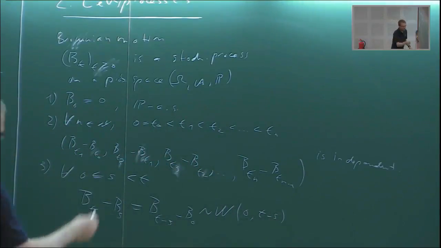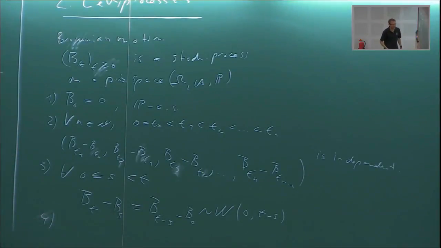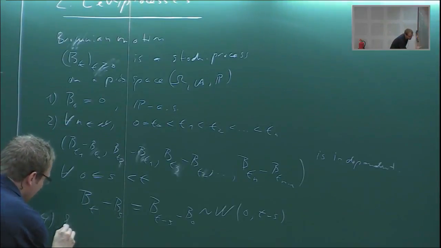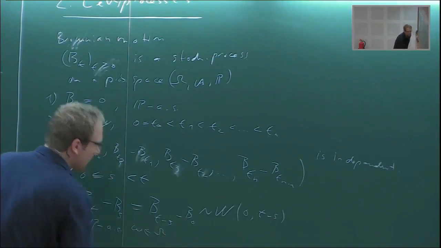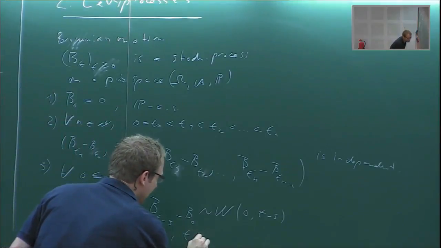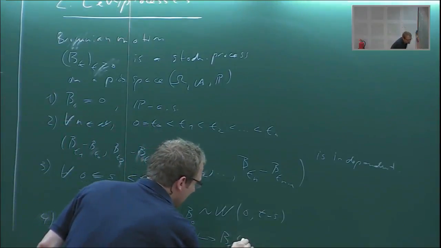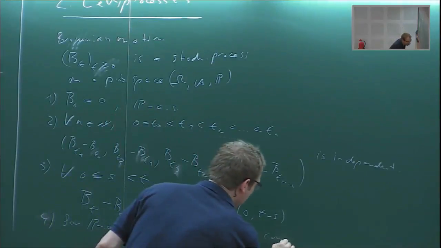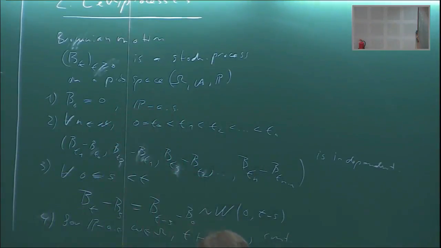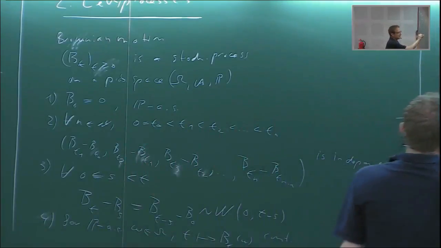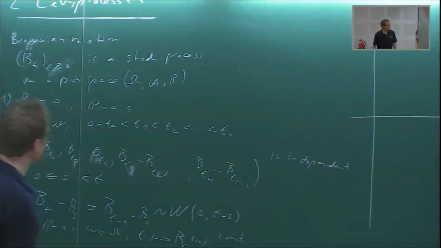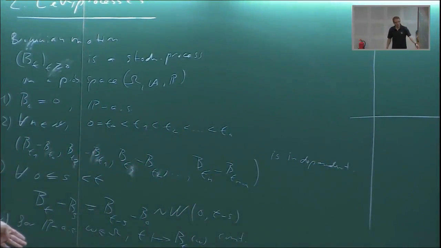And just an additional property, which is not necessary, actually one can infer this: the paths are almost surely continuous. This means for P almost all omega, the paths B_t(omega) are continuous. So what should this mean? First of all, this is a family of random variables, but it's sometimes convenient to consider this as a family of continuous functions which start in 0.